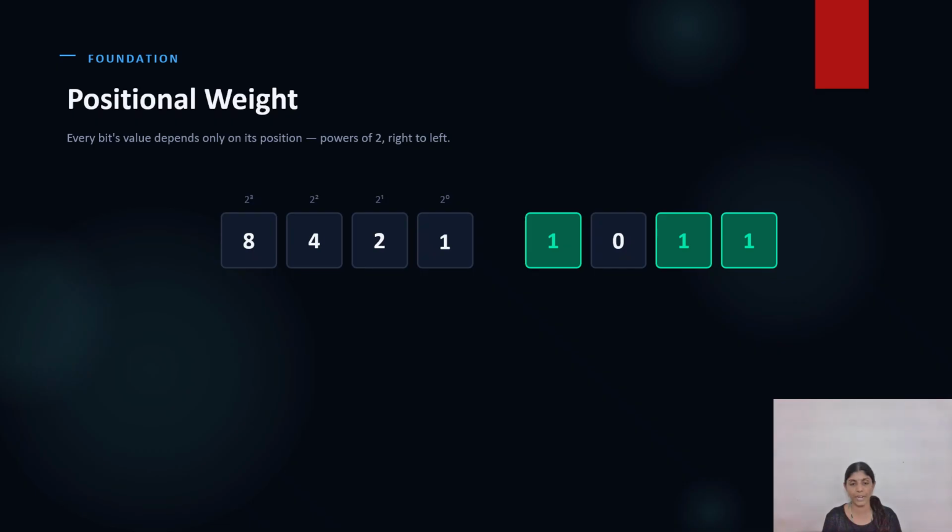The position 8 is occupied, the position 2 is occupied, as well as position 1. So 8 plus 2 plus 1. What is the value? 11, base 10. Remember, this base 10 is the radix, meaning this is a decimal number, where values lie between 0 and 9. This is the positional weight, which is the foundation for binary arithmetic.